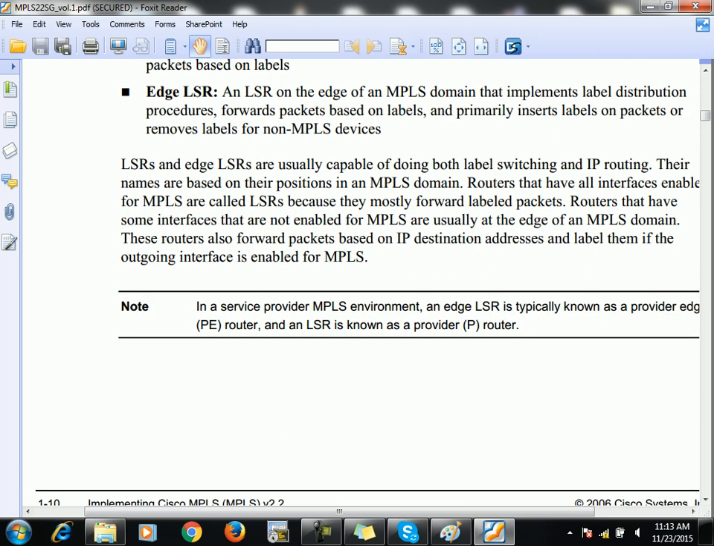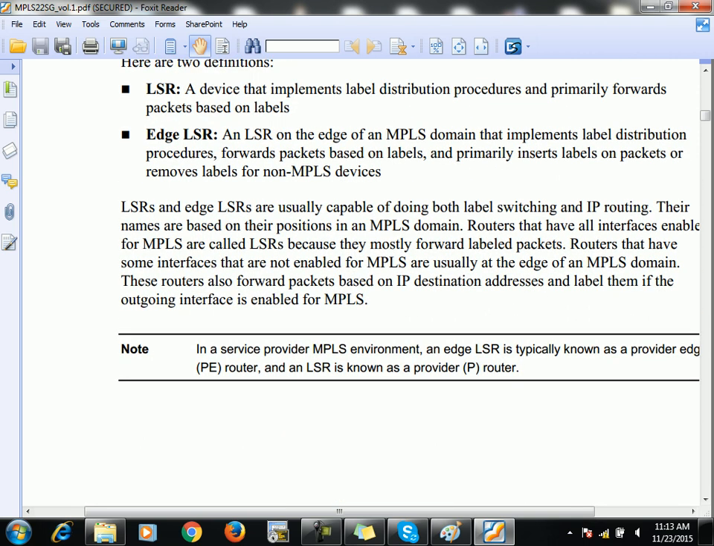Fine. You can also call them PE and P router. Edge LSR is also known as PE, provider edge, and LSR is also known as P router, that is called provider router.